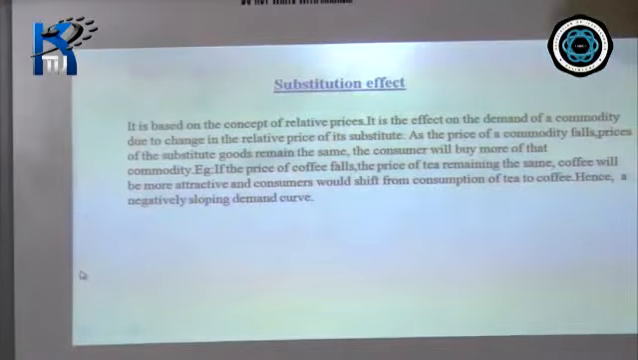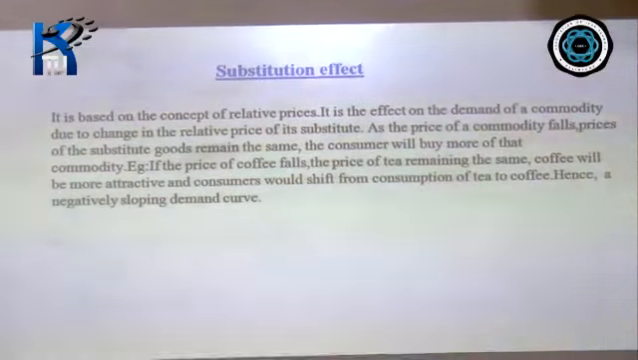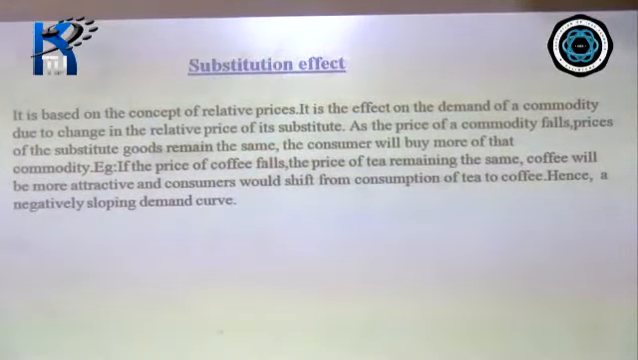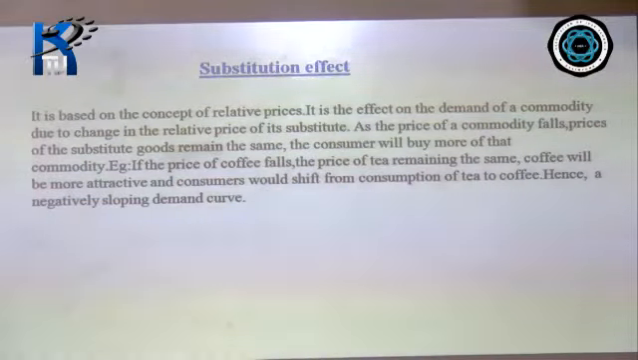Next. The next reason why the demand curve is sloping downwards towards the right, negative sloping, is the substitution effect. What do we have to prove? We have to prove that when the price falls, the quantity demanded should increase. So we have to make sure the price of our good will fall, but the substitute good will not change.